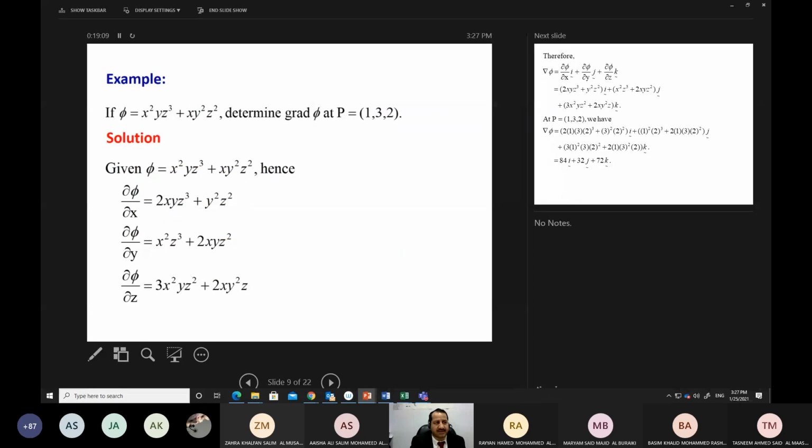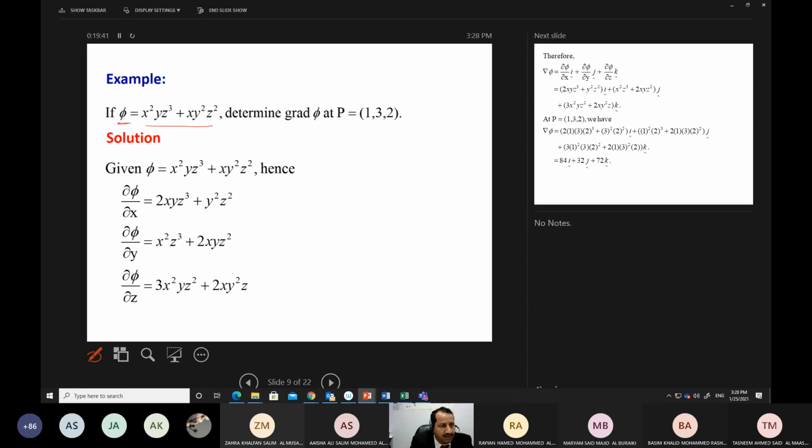Let me give an example. Let's start enjoying. Okay, have a look here. Let's see this example. Let me change the color. Okay, red. He told me that if phi equals, let me read what he gave me, x square y z to the power 3 plus x y square z square. Just a minute, there is no i, no j, no k. Oh, this is scalar, this is not vector. Great, it's clear. How many variables? x, y, z. This is a scalar with the 3 variables.